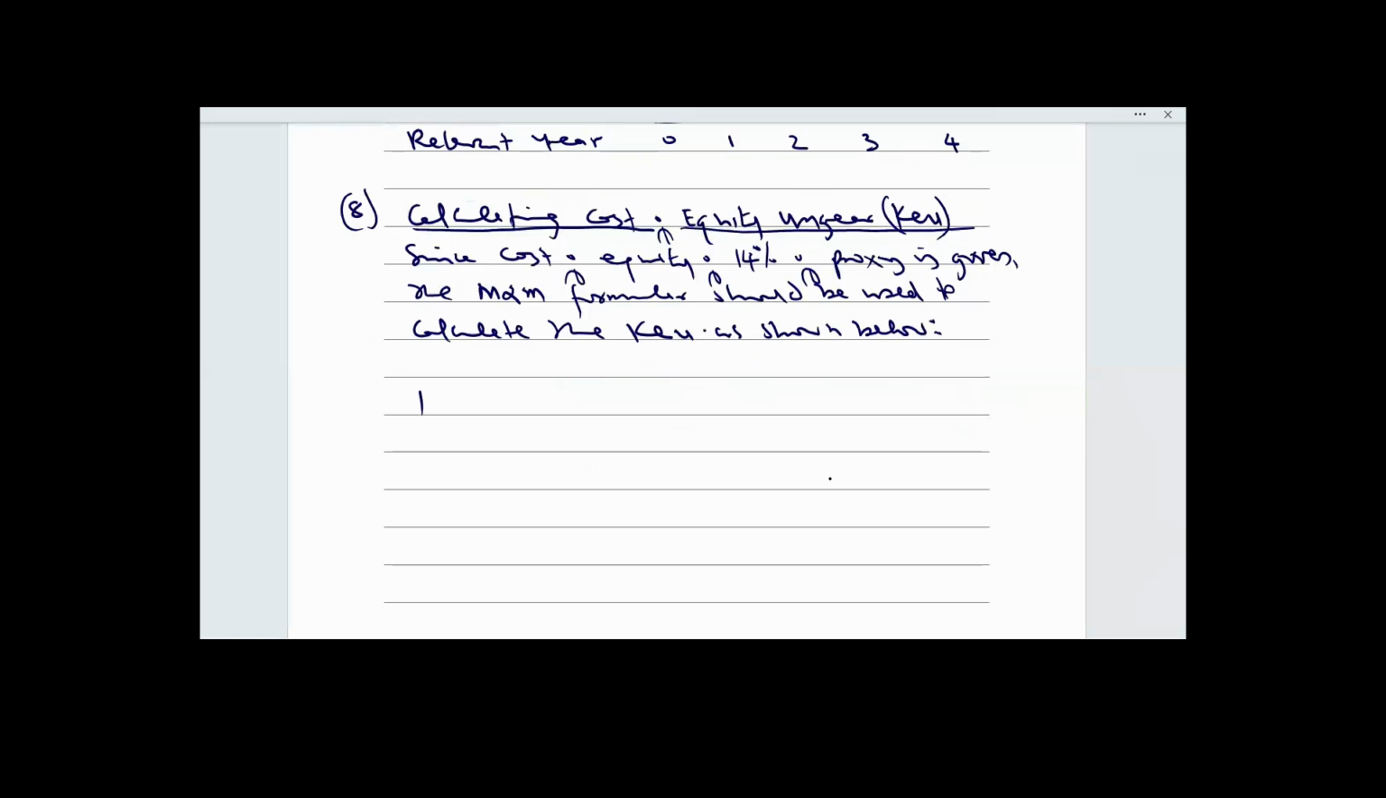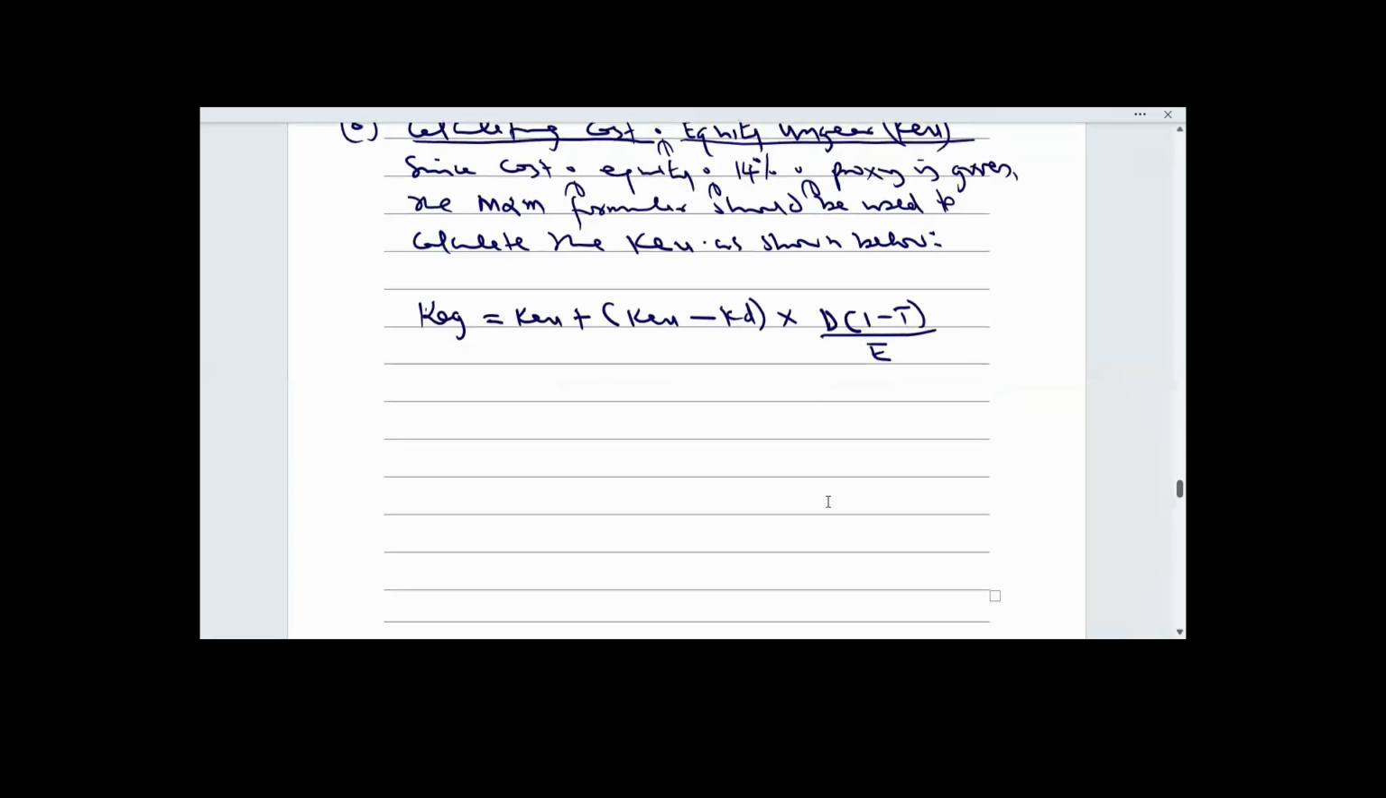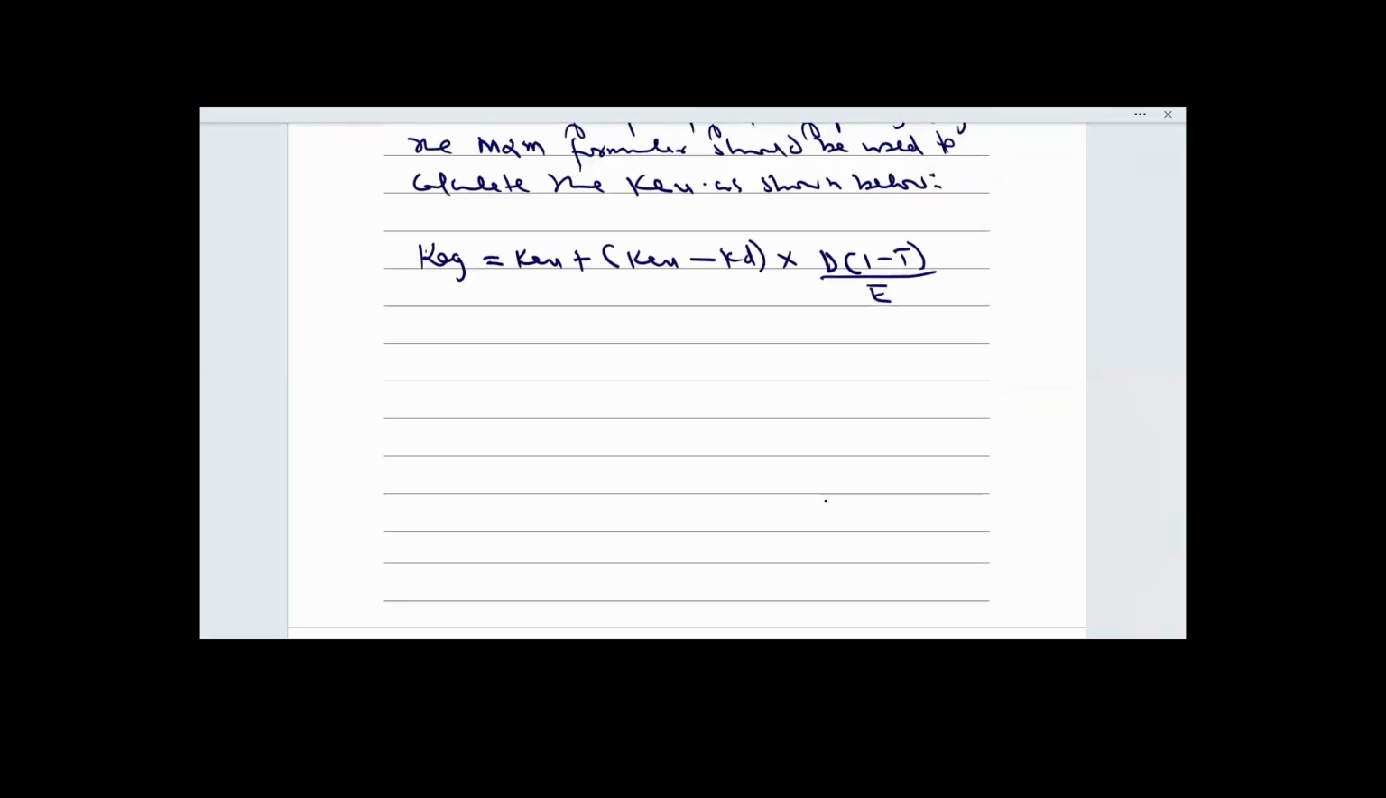Therefore, I would then say using Miller and Modigliani, cost of equity on gear will be equal to cost of equity ungeared plus, open a bracket, cost of equity ungeared minus cost of debt, close bracket, multiply by debt value, multiply by 1 minus tax, divide by equity value. So this is the Miller and Modigliani formula of cost of equity. So we are given 14%. Forget about the percentage, just write 14. Then cost of equity on gear is what we are looking for. We don't have it yet.